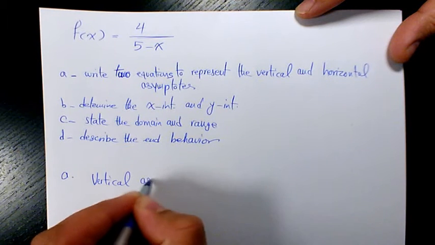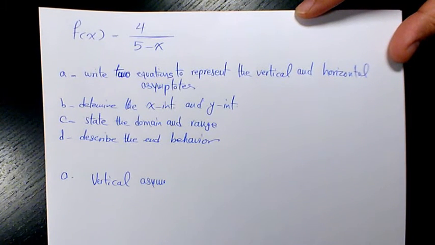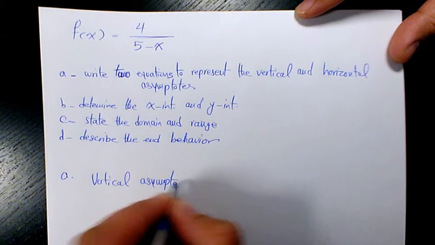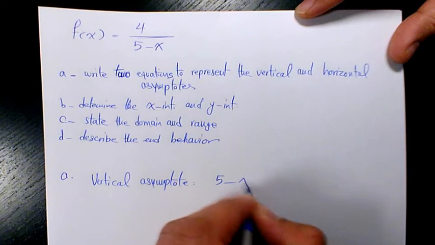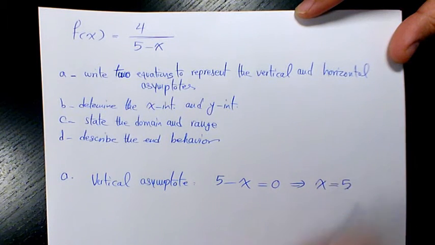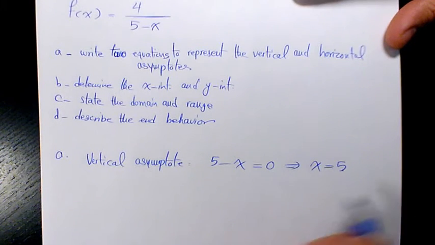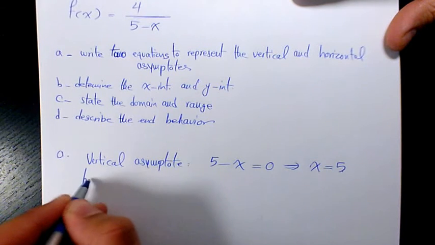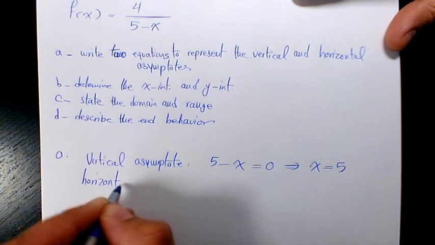The vertical asymptote is where the denominator is going to be 0. So 5 minus x equals 0, which means that x equals 5. So that's the equation of the vertical asymptote. What about the horizontal asymptote?